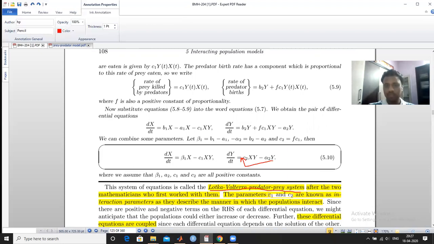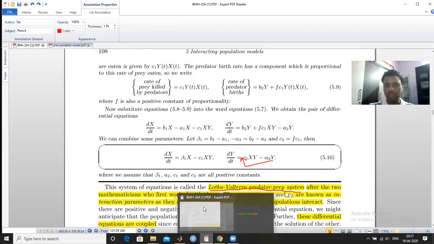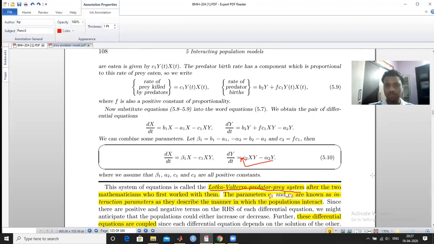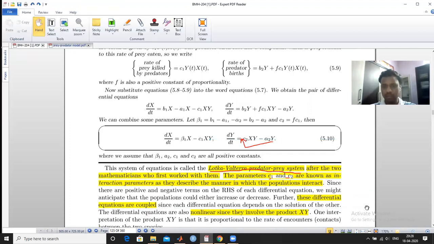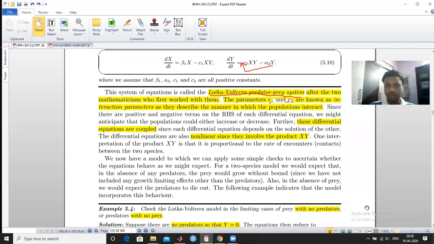So these parameters C1 and C2 are known as the interaction parameters, because these parameters are responsible for how the populations interact with each other. It means if we change the values of C1 and C2, then the interaction will change. As we have already discussed, the system is non-linear, and because of the product term, the system is coupled.